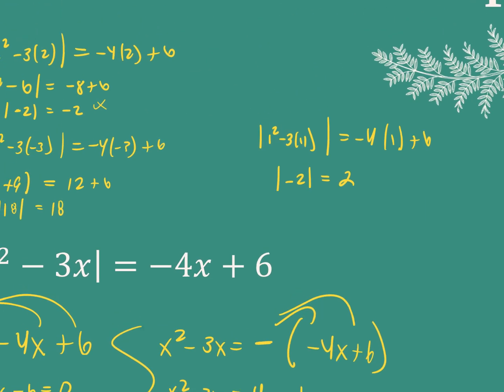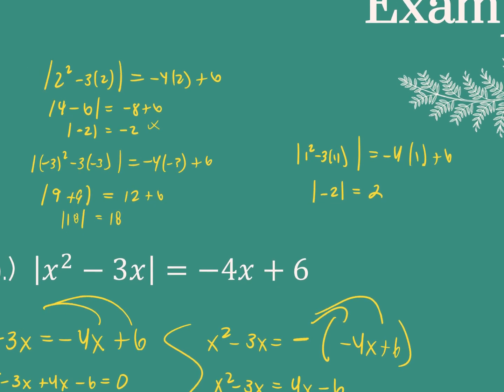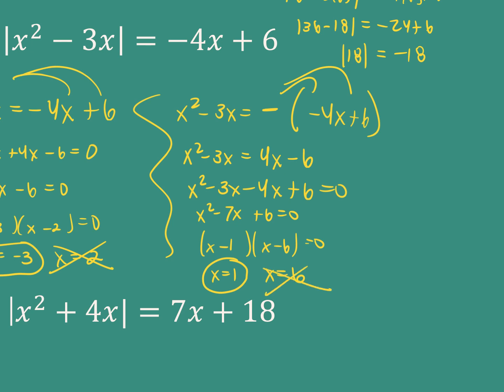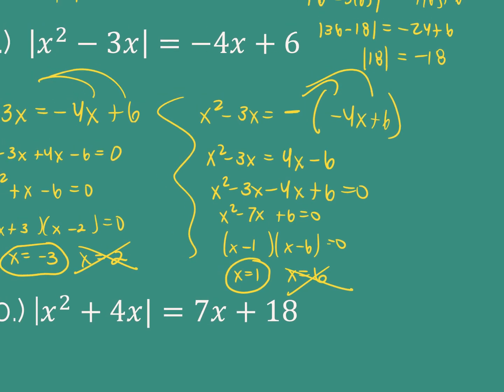What happens when we throw in 6? We have 6 squared minus 3 times 6, an absolute value, equals negative 4 times 6 plus 6. What's 6 squared? 36 minus what? 18 equals negative 24 plus 6. What's 36 minus 18? 18 equals, what's negative 24 plus 6? Negative 18. Does the absolute value of 18 equal negative 18? No, so which one does not work? 6. You've got to be careful. It's going to be tricky. If you're trying to rush and not pay attention, you're going to make a mistake.